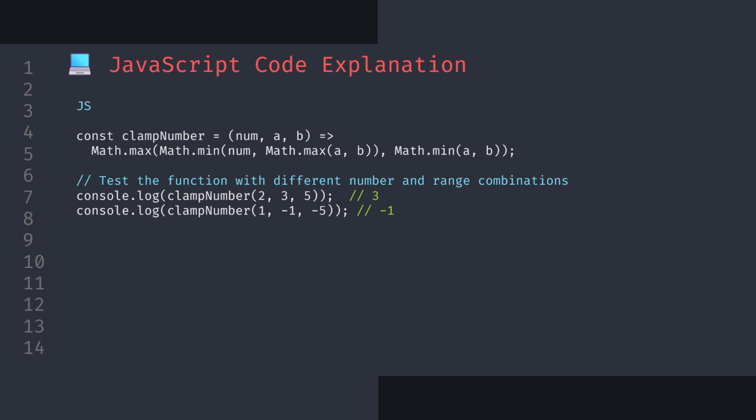We use Math.min and Math.max to evaluate both ends of the range. The outer Math.max ensures the number does not fall below the lowest bound, and the inner Math.min ensures it does not exceed the upper bound. This approach works even if a is greater than b.